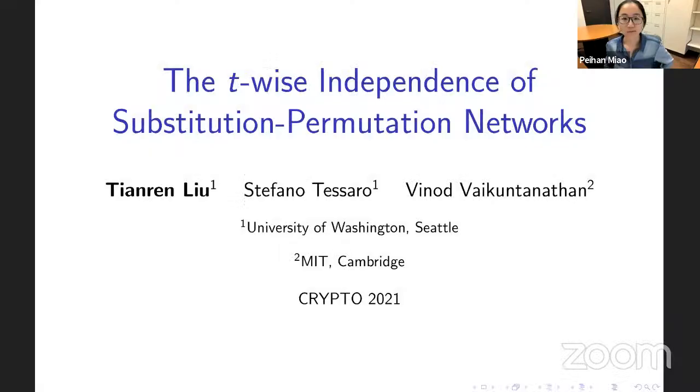Okay, if there's no more questions, let's thank the speaker again. And our last talk will be on the t-wise independence of substitution permutation networks by Tianren Liu, Stefano Tessaro, and Vinod Vaikuntanathan. And Tianren will give the talk.